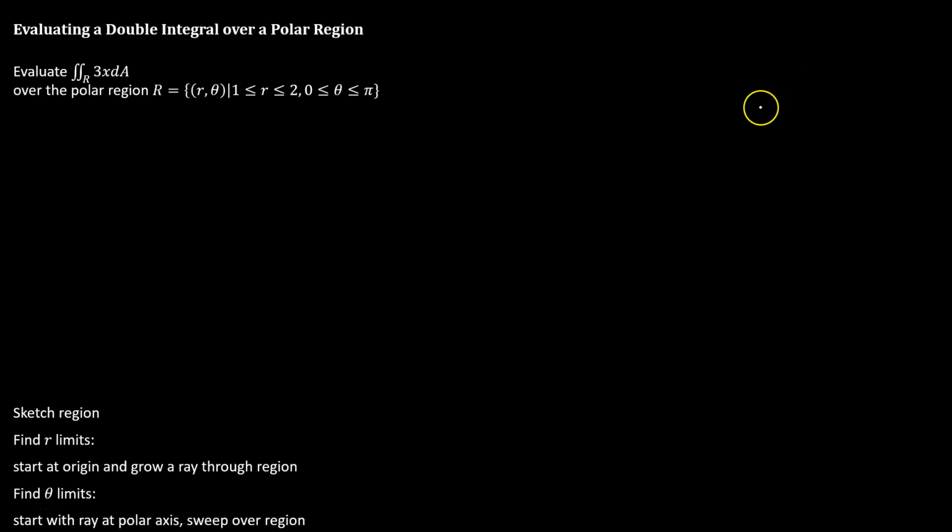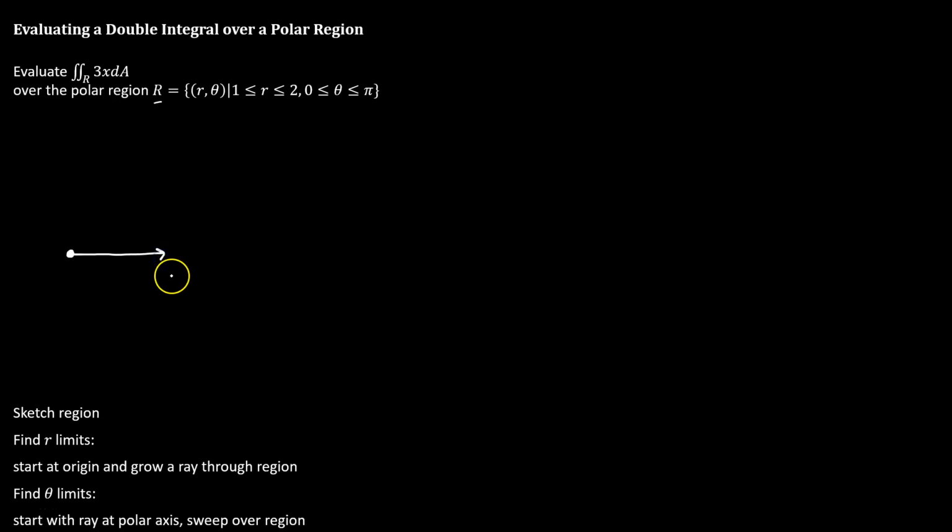All right, now that we know how to partition a polar region, let's practice integrating in polar coordinates. So first thing we always want to do is sketch our region. The polar region R that we're integrating over contains all of the points r and theta such that r is between 1 and 2.